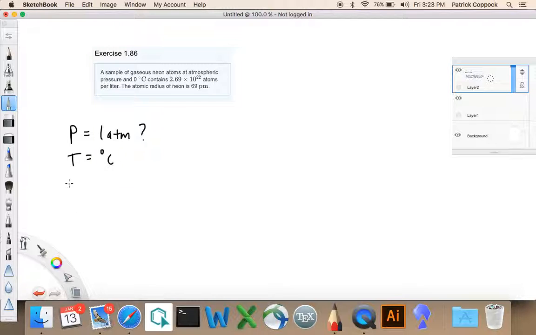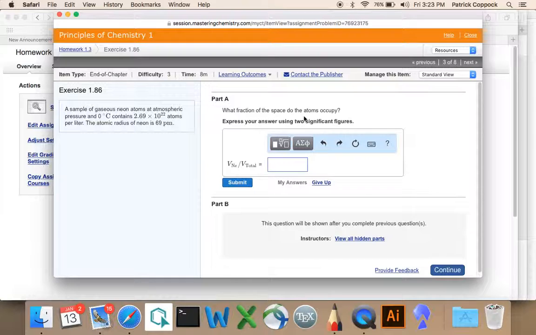It contains this many atoms. N is equal to 2.69 times 10 to the 22 atoms per liter. Let's say volume is equal to 1 liter. That's just the background. The question is, what fraction of space do the atoms occupy? Can you see that? What fraction of space do the atoms occupy?